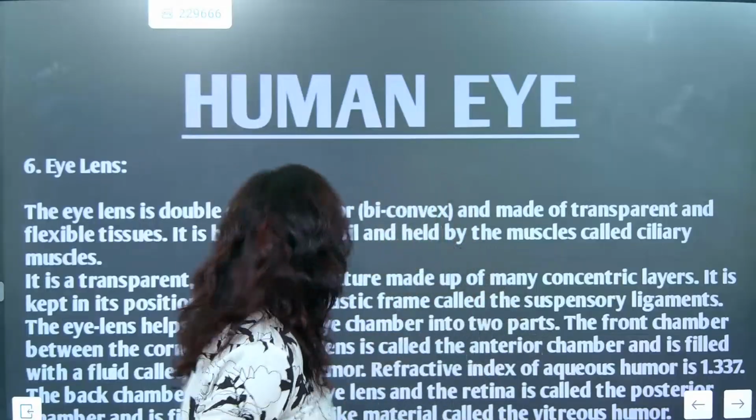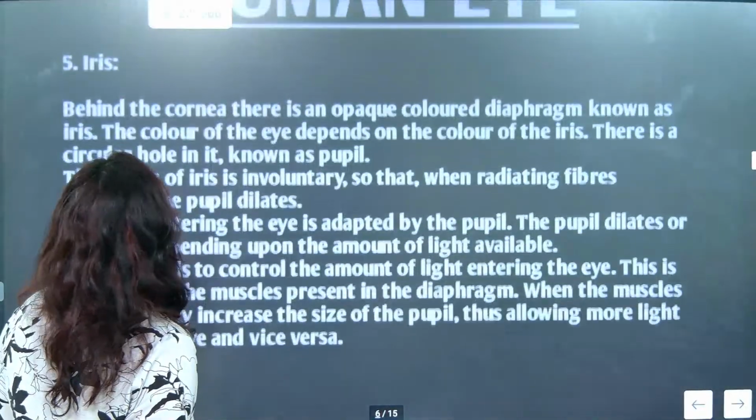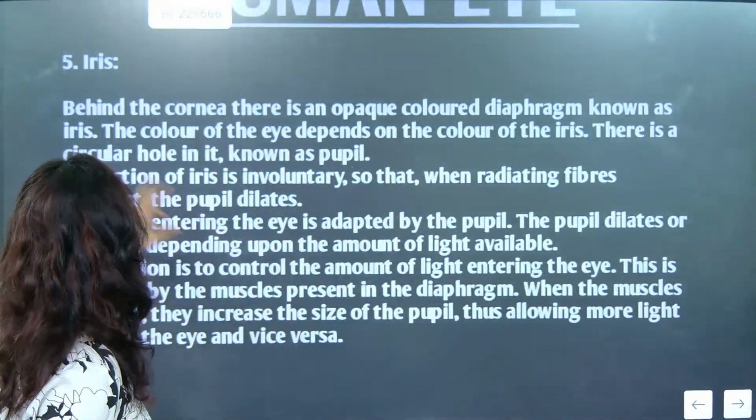Where will iris contraction be done? Behind the cornea, there is an opaque colored diaphragm known as the iris.